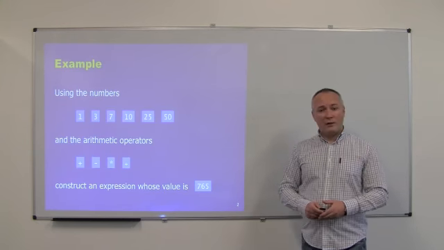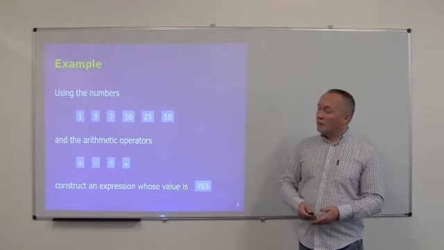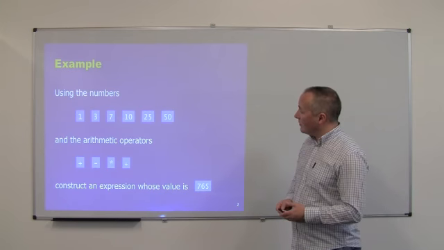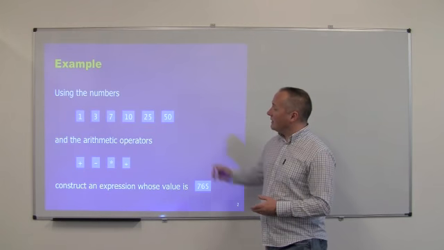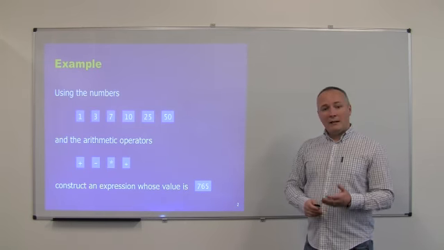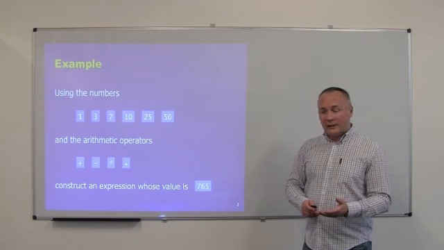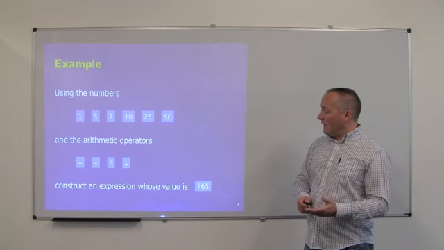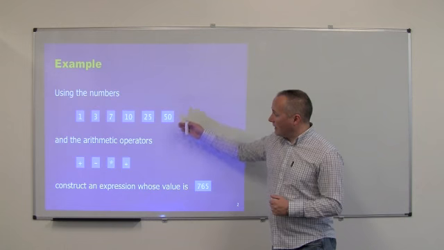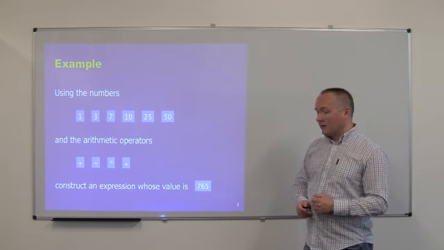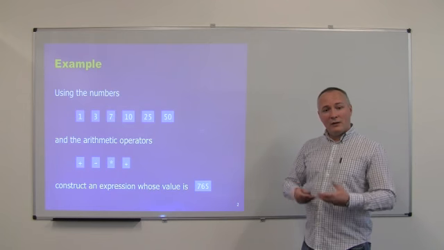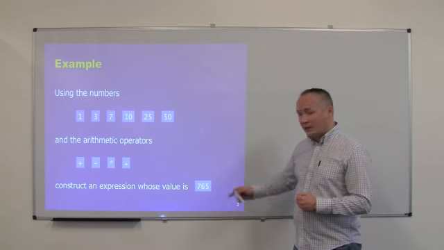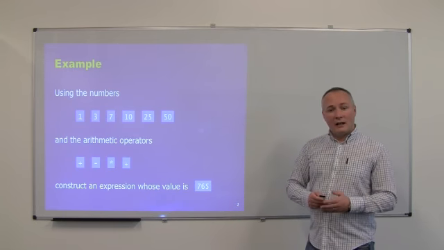So let's introduce the problem by means of an example. The problem is you're given 6 numbers to start with. So suppose we're given the numbers 1, 3, 7, 10, 25 and 50. And you can use the 4 standard arithmetic operators: addition, subtraction, multiplication and division. The name of the game is that you've got to try and use the numbers which you're given and the 4 standard arithmetic operators to build a simple arithmetic expression whose value is a given target. So in this case, the target is 765.